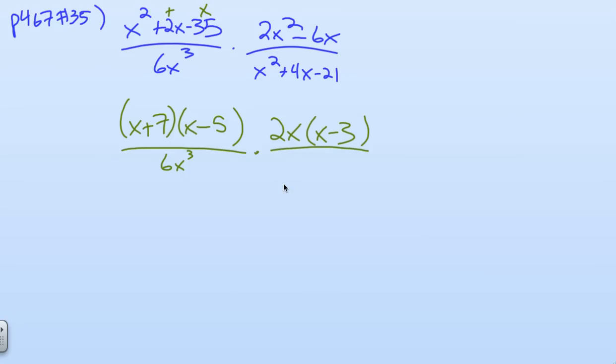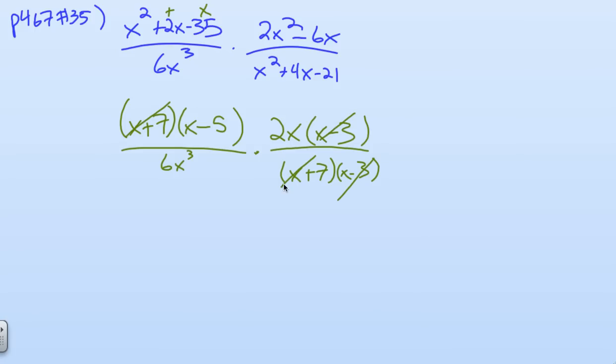And the bottom one on the right is very similar to the top left. We'll look for numbers that multiply to negative 21 and add to 4. Those would be 7 and negative 3. Now you can look for what cancels. x plus 7 certainly does. x minus 3 certainly does.